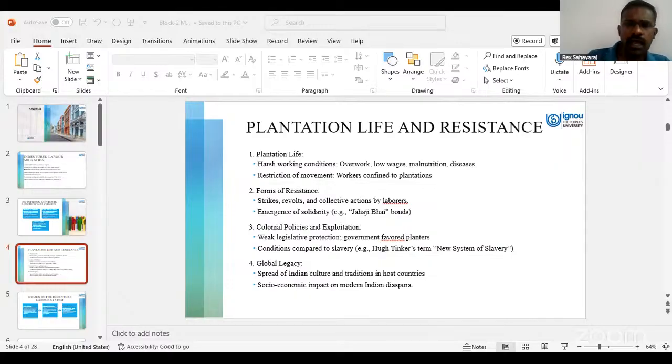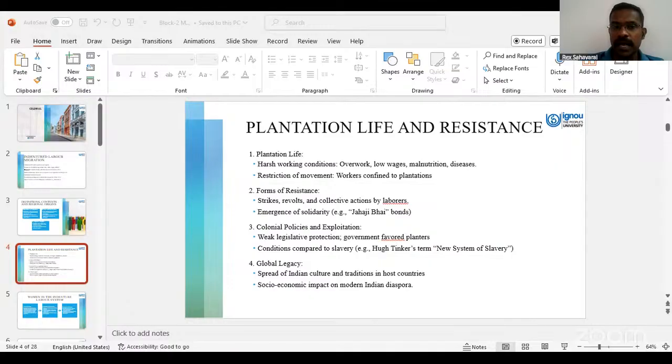So the return passage. My contract is over, right? Then how am I going to return from there? Return passage. What is the procedure followed? A free return passage was one of the basic principles of indentureship at the end of the contract. At the end of the contract, only if I finish 5 years, I will be given a free ship. It means that I can come back by ship freely.